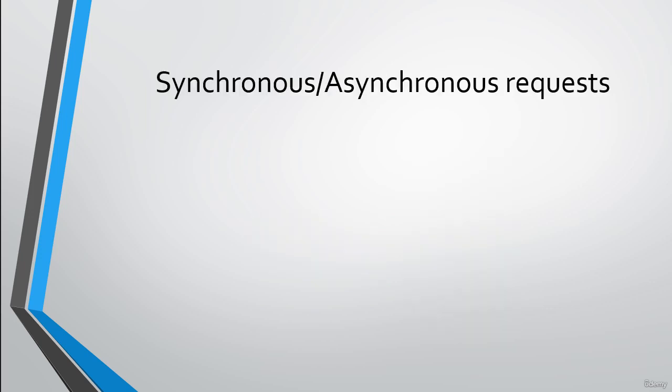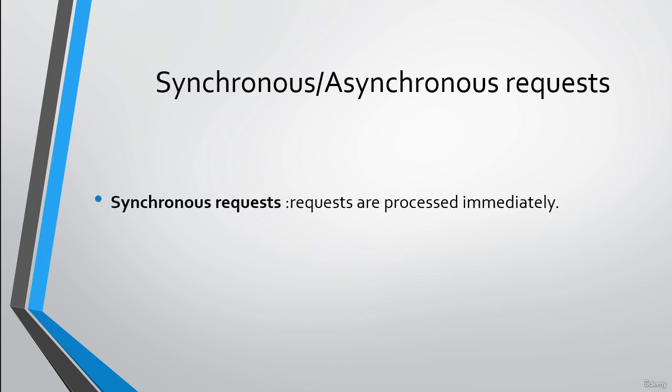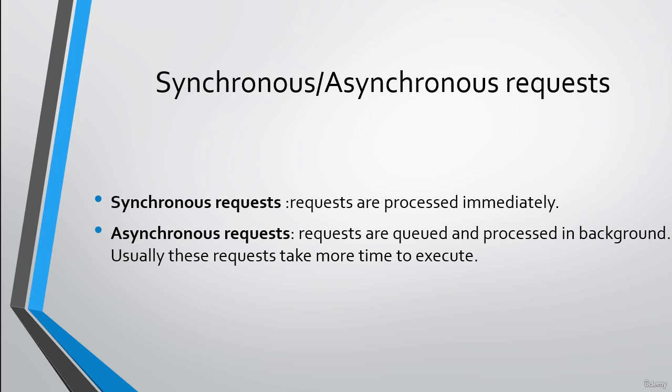Synchronous or asynchronous request. In a synchronous request, the requests are processed immediately. So if we just give the request, we get the processing happening instantaneously, and that's why we call it synchronous. It's synchronized. Now, in the case of an asynchronous request, the requests are queued and processed in the background.